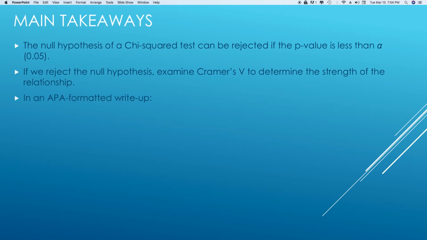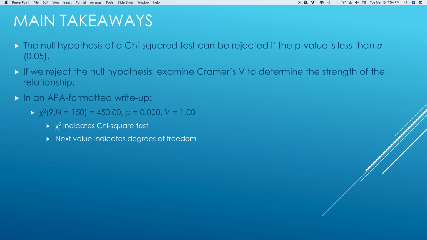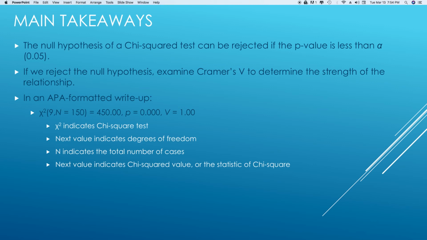And finally, in an APA formatted write-up, which is this whole long string, chi-squared indicates the chi-square test. The next value, which is 9 in this case, indicates the degrees of freedom. N indicates the total number of cases. The next value, which in this case is 450, indicates the chi-squared value or the statistic of chi-square. P, of course, indicates the p-value, and V indicates Cramer's V, which we can interpret using Cramer's V table.